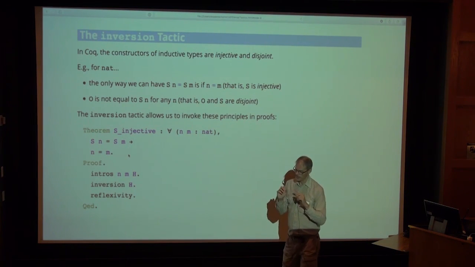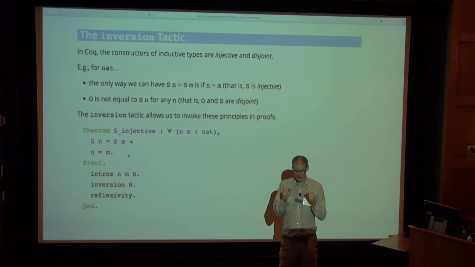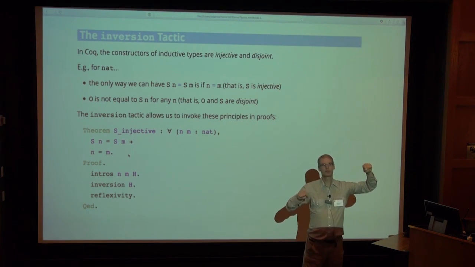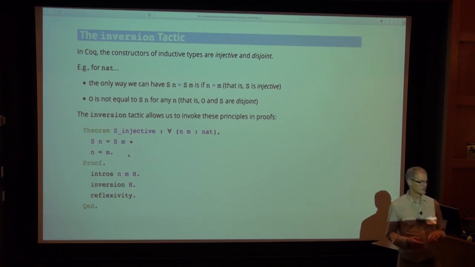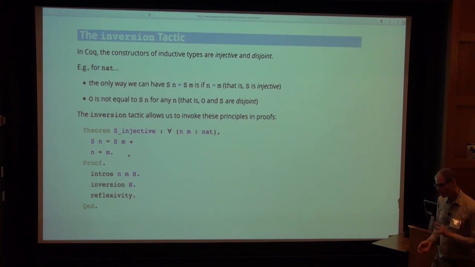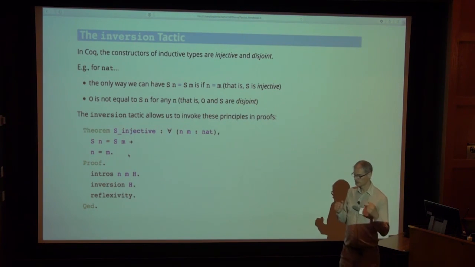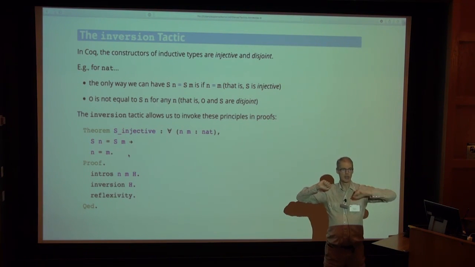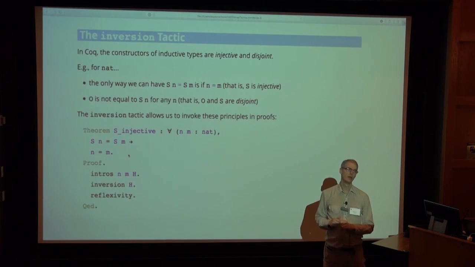And hence, a natural number that begins with O is never equal to a natural number that begins with S. And that's true of any inductively defined type. The constructors are always disjoint. Moreover, the constructors are always injective. That is, if I have an equality that says successor of x equals successor of y, then I immediately know that x equals y.